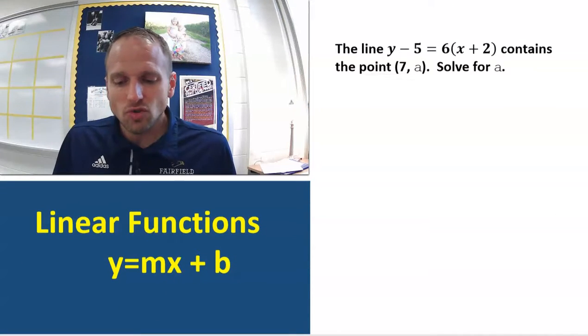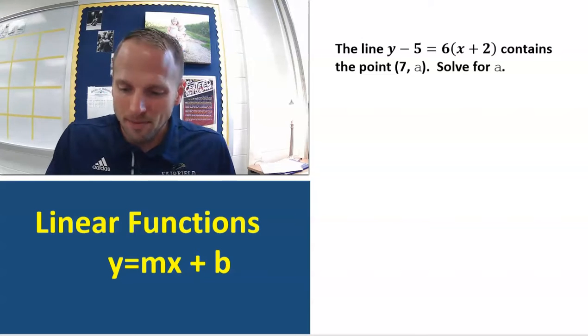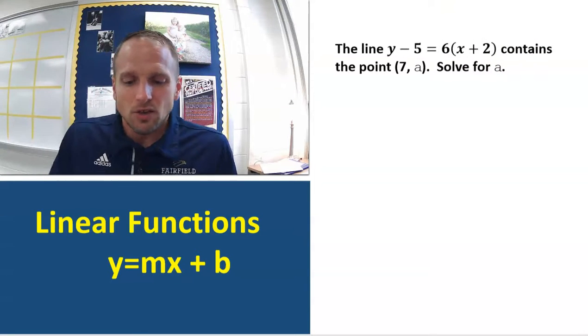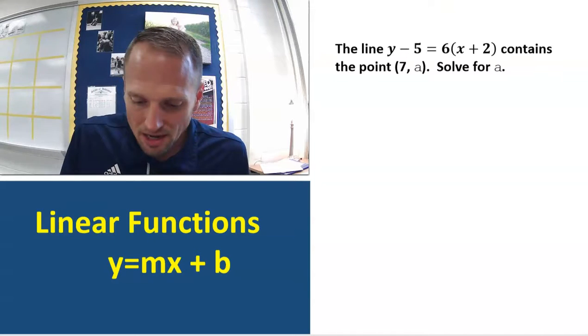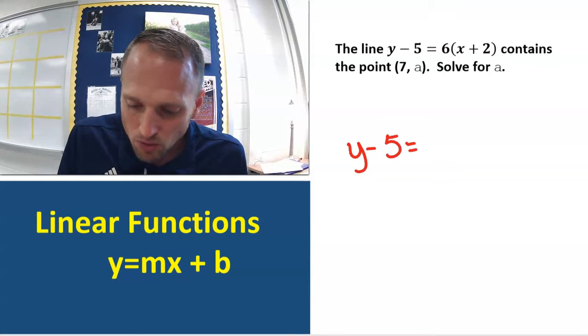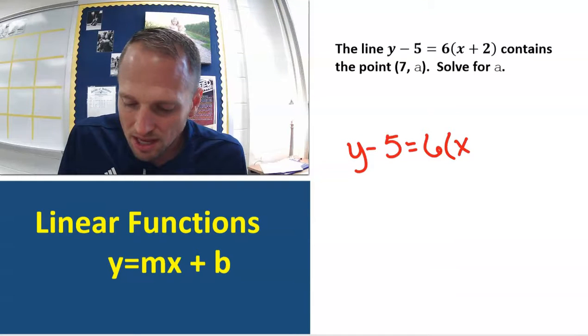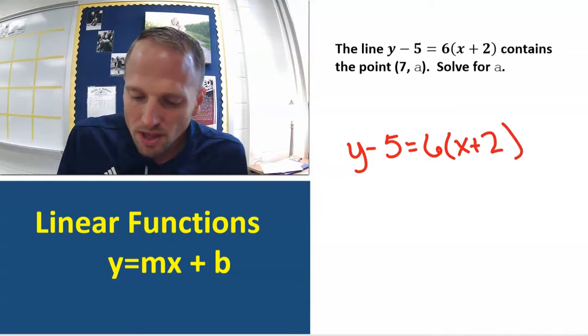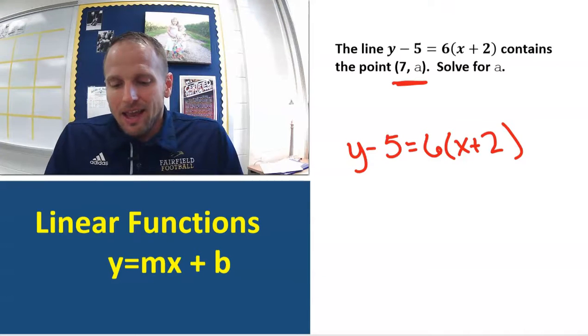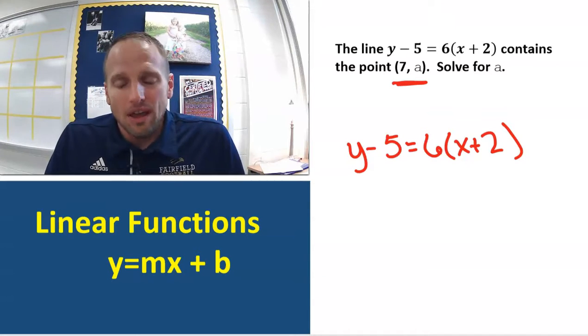All right, let's look at this one. This is a tricky problem that I rather enjoy, and I think you're going to enjoy it by the end also. So we've got an equation of a line in point-slope form. That line is y minus 5 equals 6 times x plus 2. And it says it contains the point 7, a. And I want to solve that for a.